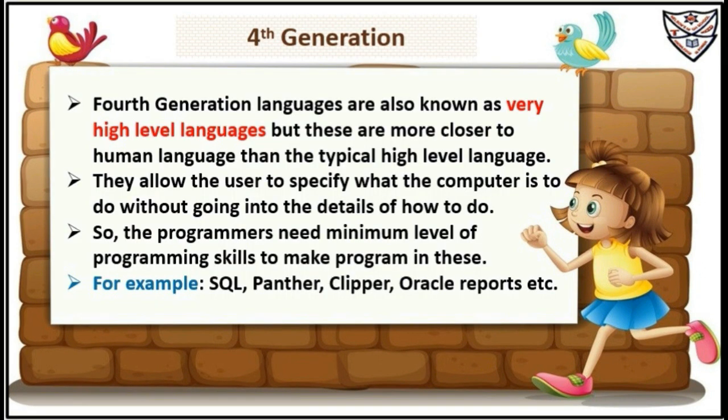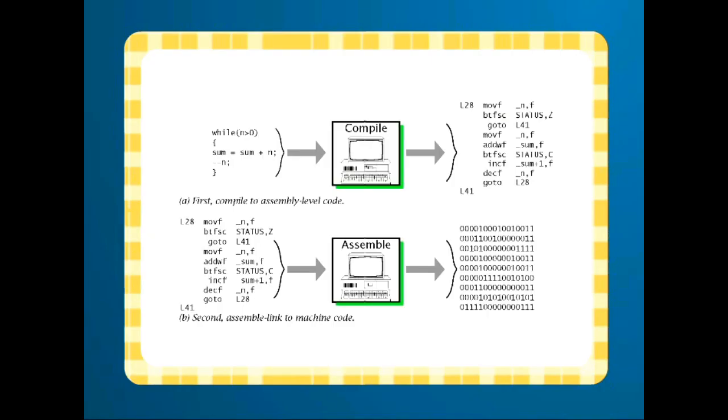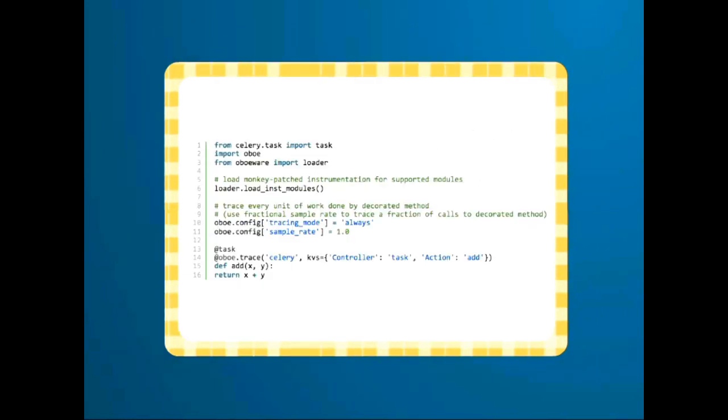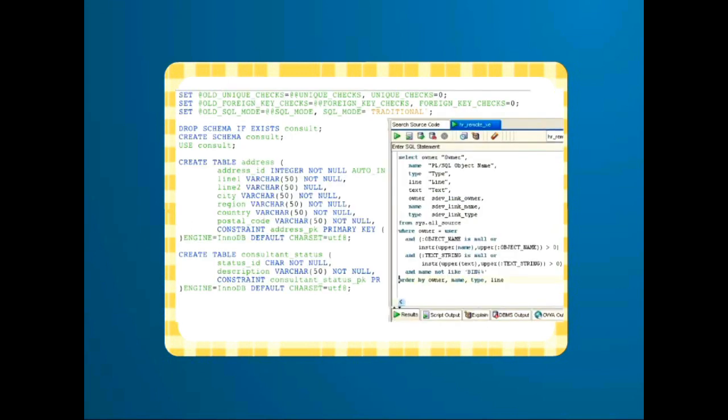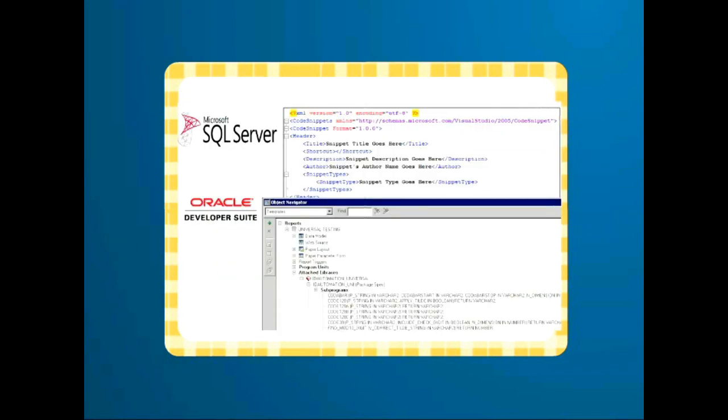Fourth generation. Fourth generation languages are also known as very high level languages, and are closer to human language than the typical high level language. They allow the user to specify what the computer is supposed to do without going into the details of how to do it. So, the programmers need a minimum level of programming skills to make programs in these. For example, SQL, Powerhouse, Clipper, Oracle Reports, etc.